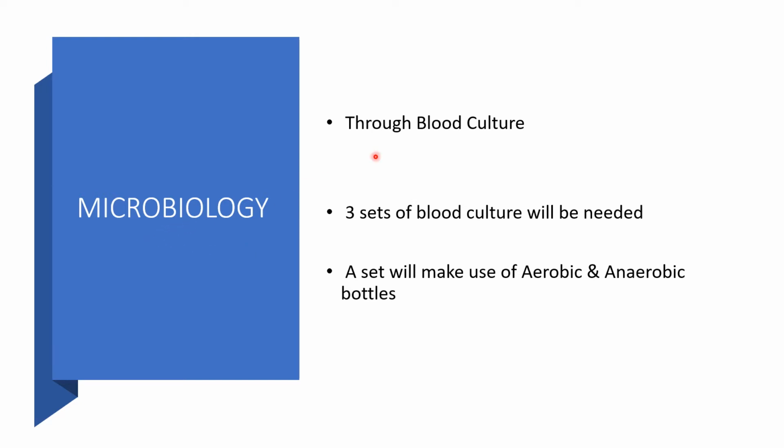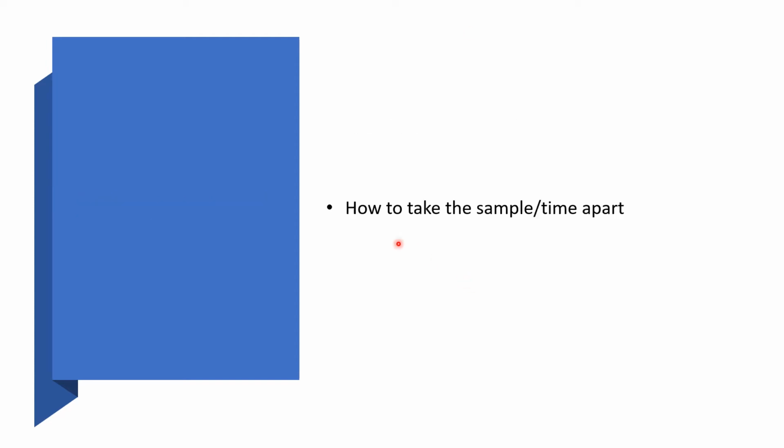Microbiology study here will be through blood culture. Three sets of blood culture will be needed. A set will be of 2 bottles, one for aerobic and the other for anaerobic microorganisms. How to take the sample and the time apart: take the sample before giving antibiotics if the patient is stable. Even in an unstable condition, if you have many hands, one person can be taking the sample while the other one can be administering the intravenous antibiotics empirically.